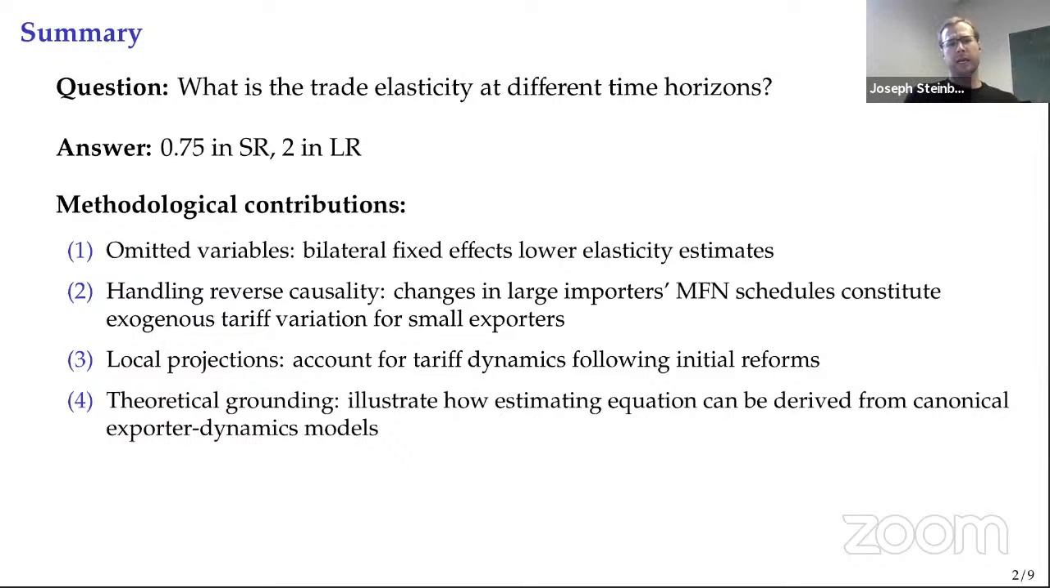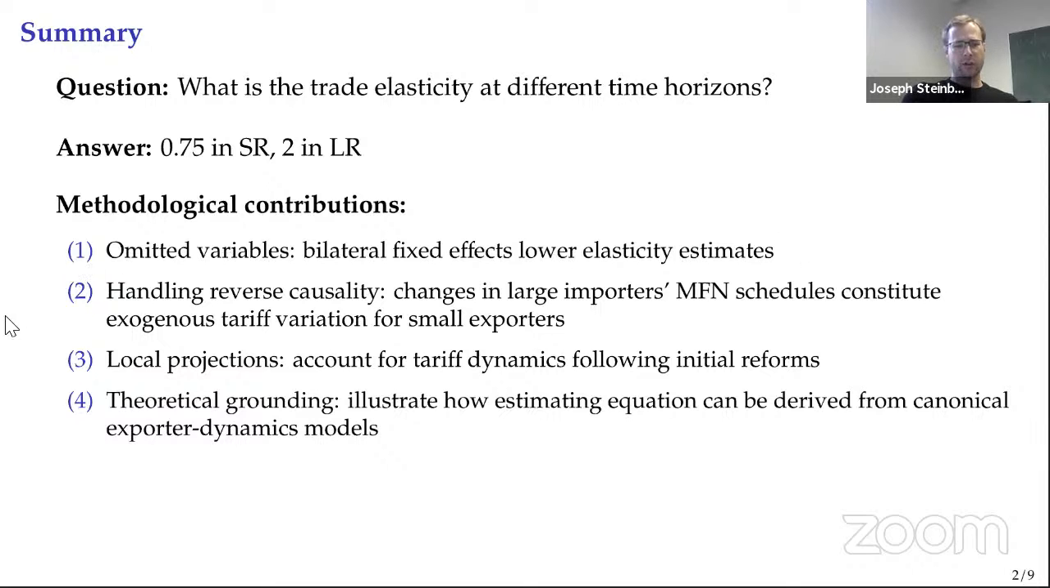Number 3, a new method for thinking carefully about how to estimate these elasticities dynamically using local projections, basically taking into account the fact that tariffs might follow some non-trivial dynamics following some initial reform. We need to take that into account as well.